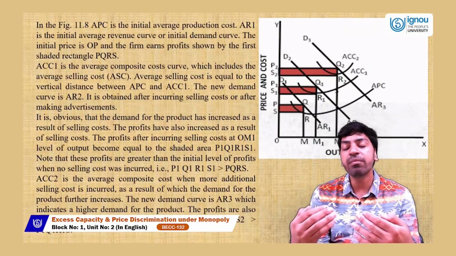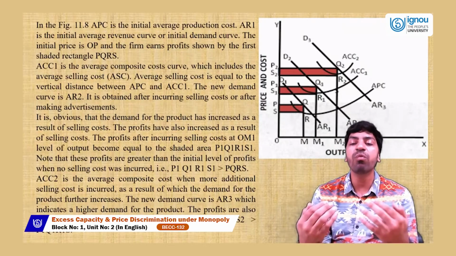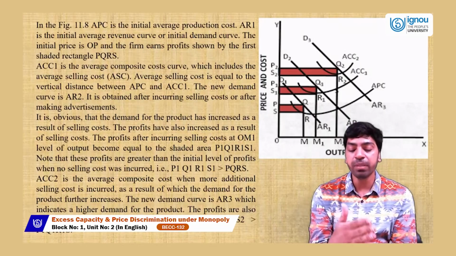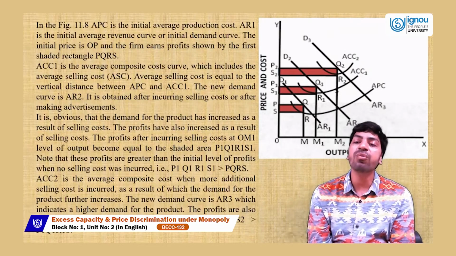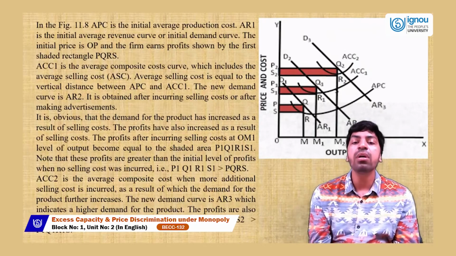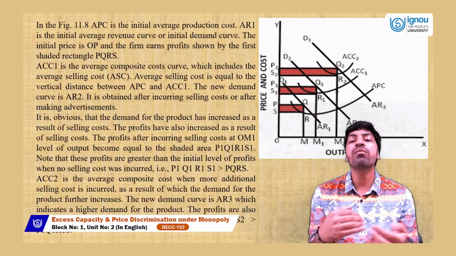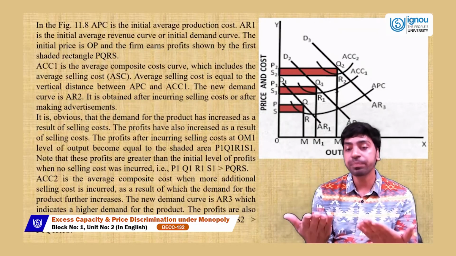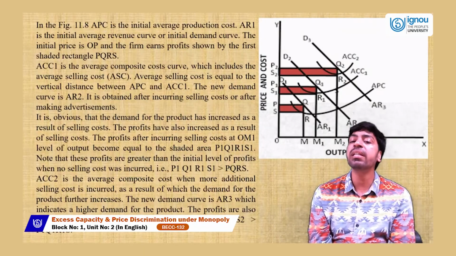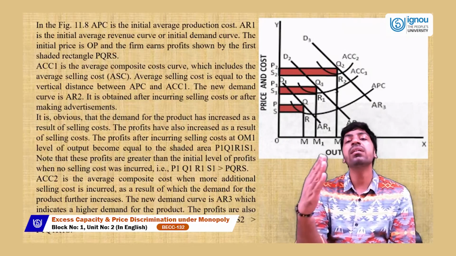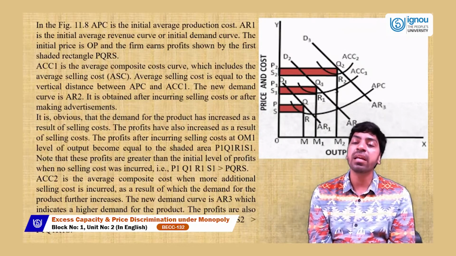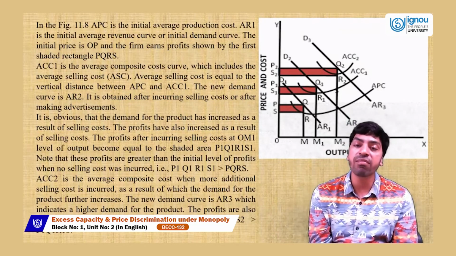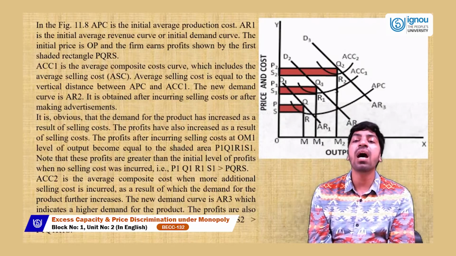So when there is an additional selling cost involved, when there is additional investment in advertisement, the curves will automatically shift to D3 and AR3. This is how the firm generates revenue using the concept of selling cost. Looking at the initial profit the firm is earning, that is PQRS, when there is an investment in the selling cost or advertisement expenditure, the firm will start earning more than the initial profits, that is P1, Q1, R1 and S1.